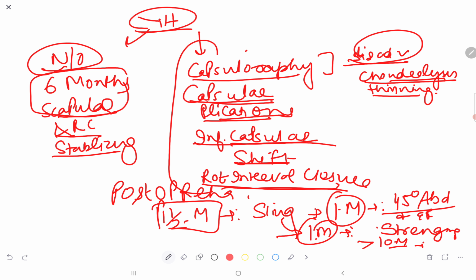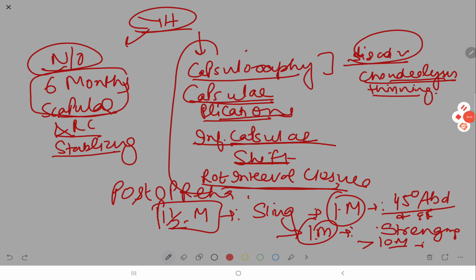Okay. Then I have already told you the complications. Complications are axillary nerve injury, arthritis, recurrence, loss of motion, and subscapularis deficiency. Okay. So this was all about multidirectional instability.